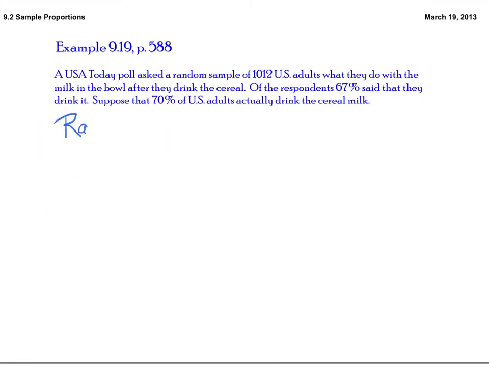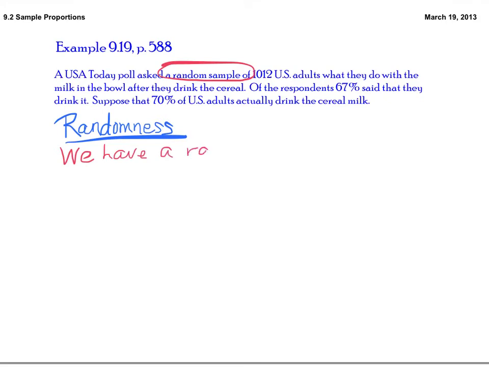Let's begin with randomness. Randomness is pretty easy to verify. You either are told the information in the scenario or you are not. In our case, we are told that this poll asked a random sample of 1,012 U.S. adults, and so we want to make sure that we make that clear. So we have a random sample of 1,012 U.S. adults. It's as simple as that. That information is given to us, nothing that we really have to do.